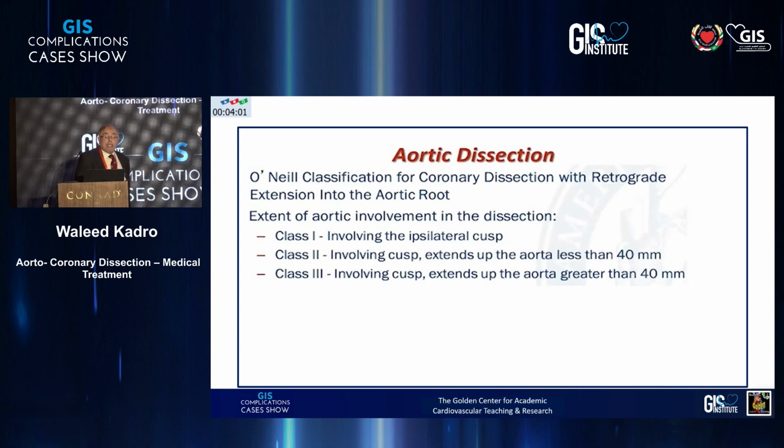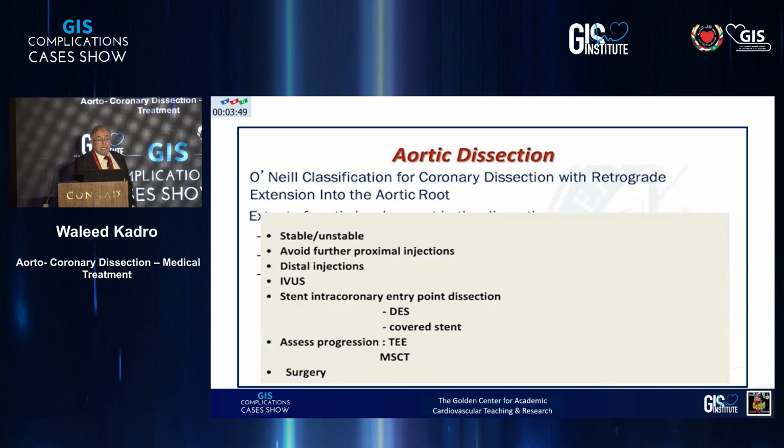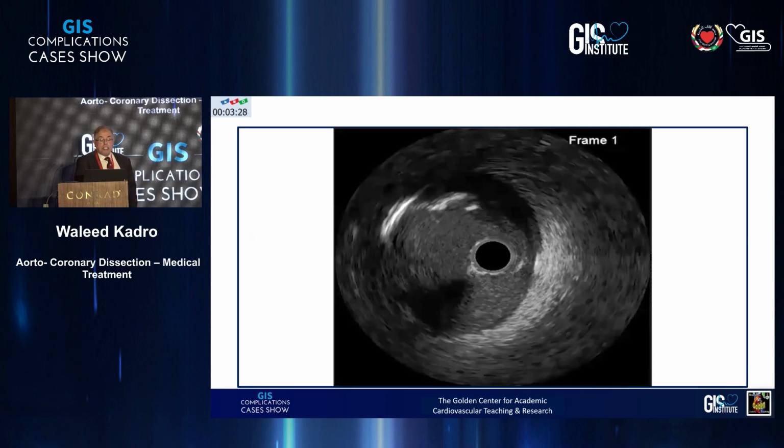This is the classification of Bill O'Neill when he was at Beaumont Hospital. It's almost the classification that was mentioned, so we're not going to go with that. But the main point is to assess whether the patient is stable or unstable, and avoid any further injection. If you want to do distal injection, use the IVUS and stent the coronary with a DES or cover stent, and assess the progression with TEE or CT, and then consider surgery.